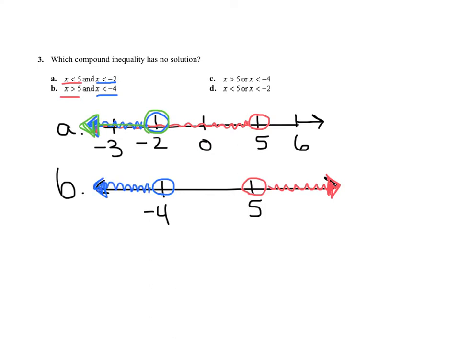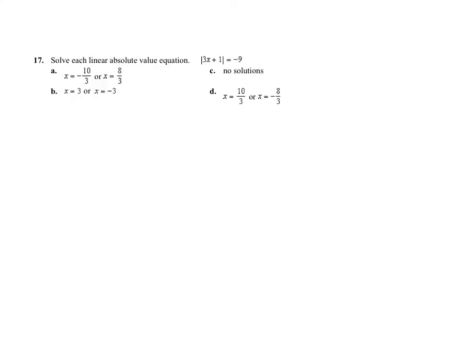Well, since this is an and problem, it has to be what they have in common. But they don't have anything in common. They don't overlap anywhere. So the actual answer to this one is no solution because they do not have something in common. And since that answer is no solution, that's the answer to our actual question. So letter B. Solve each linear absolute value equation.